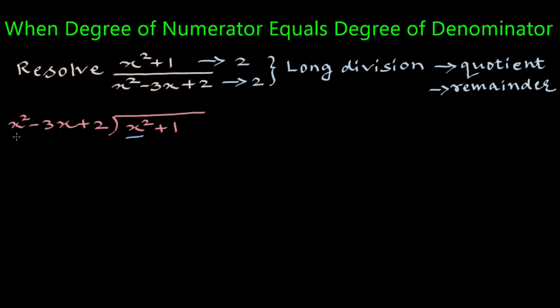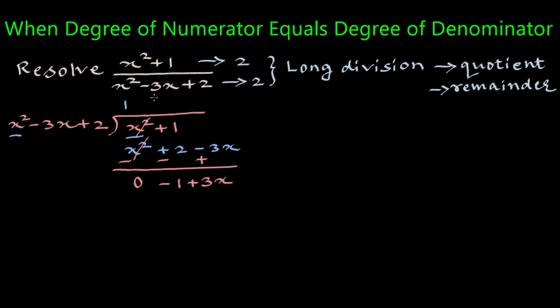Dividing this x square by this x square, we get 1. Multiplying x square minus 3x plus 2 by 1, we get x square plus 2 minus 3x. After changing signs, this will be 0 minus 1 plus 3x.